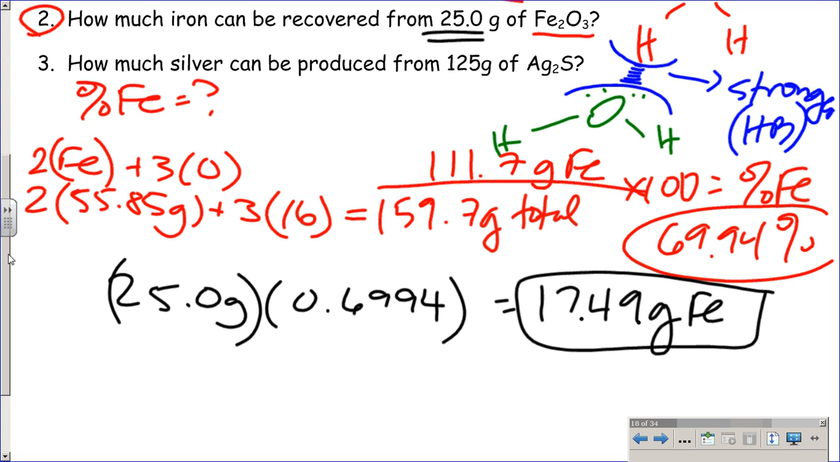So then if I asked you one last question for this, if I said how much oxygen is present, what's the easiest way to do that? Yeah, your sample total is 25 grams minus your sample of iron, so that should be like 7.51 grams. Yeah, 7.51 grams of oxygen, because that's the rest of the 25 gram sample we have. Thumbs up, you're good with this.